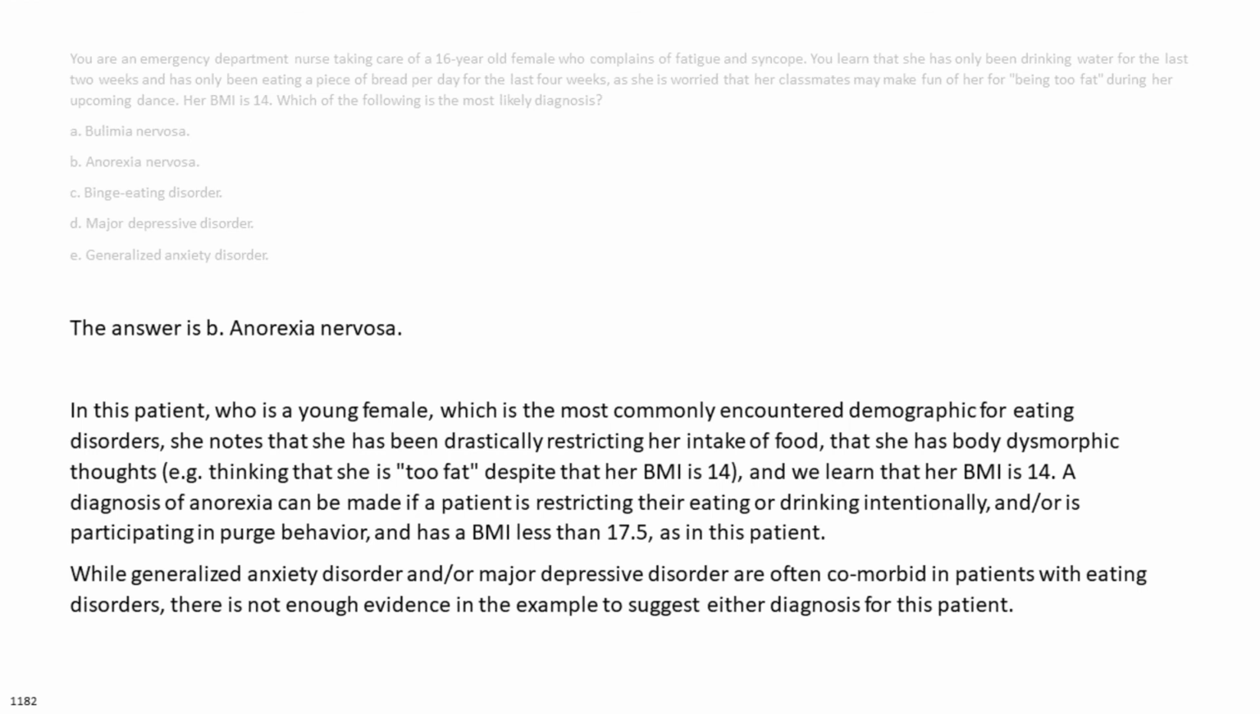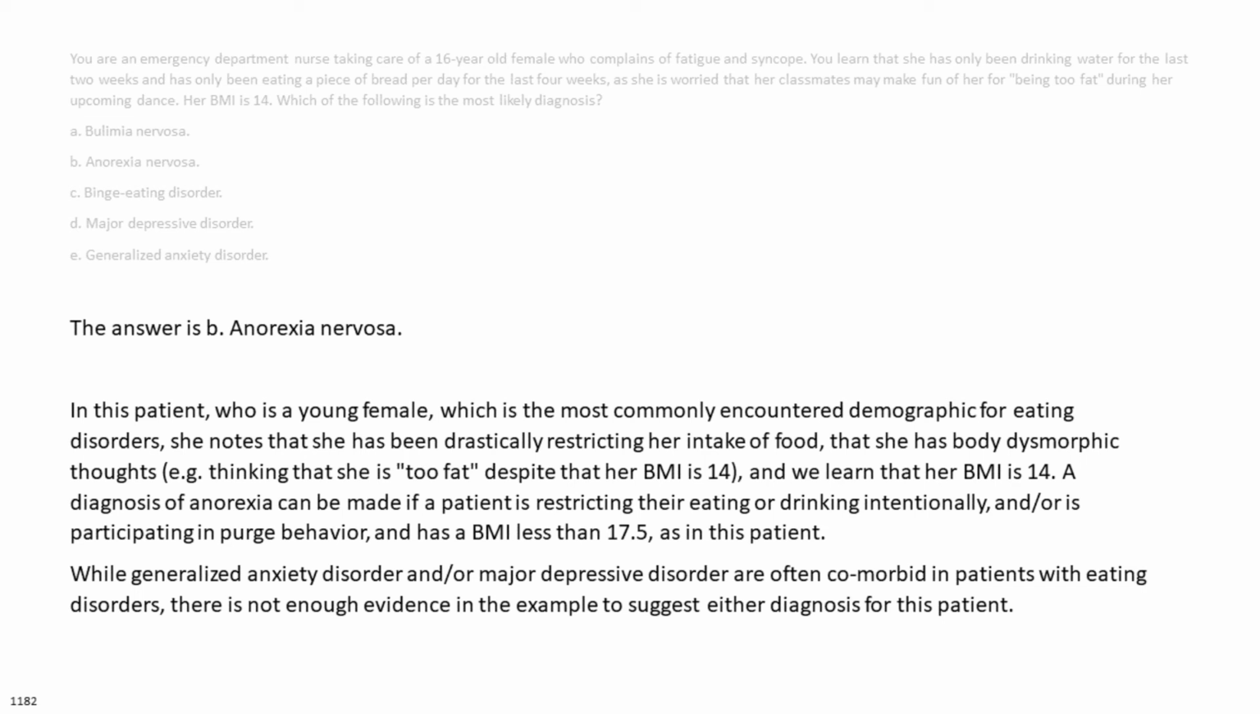The answer is B. Anorexia nervosa. In this patient, who is a young female, which is the most commonly encountered demographic for eating disorders, she notes that she has been drastically restricting her intake of food, that she has body dysmorphic thoughts, for example thinking that she is too fat, and we learn that her BMI is 14.